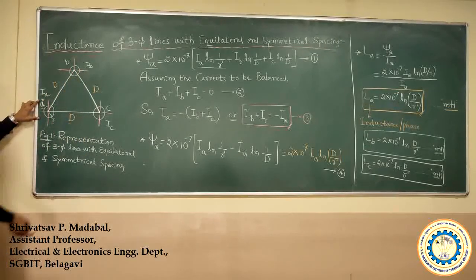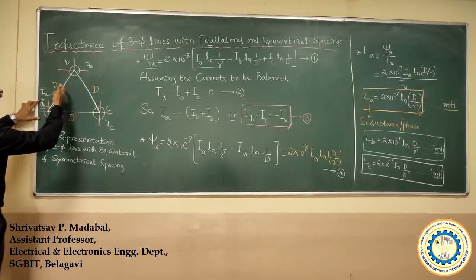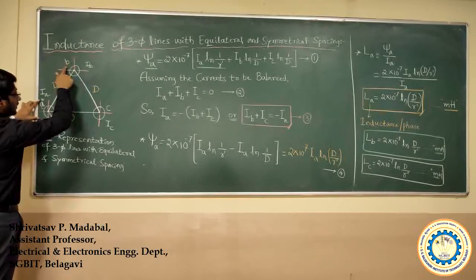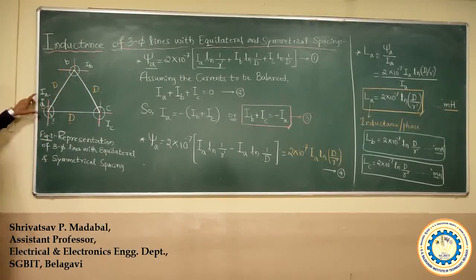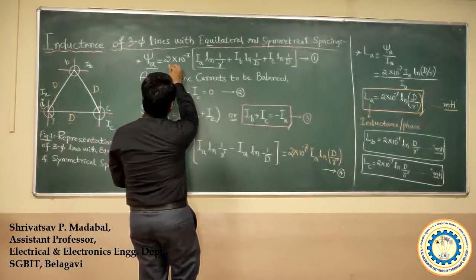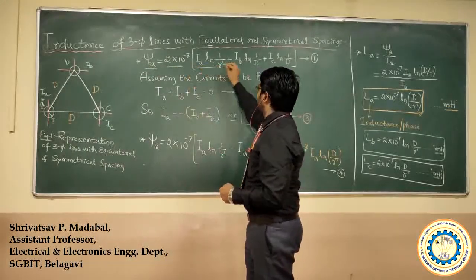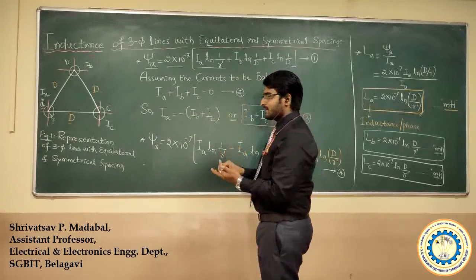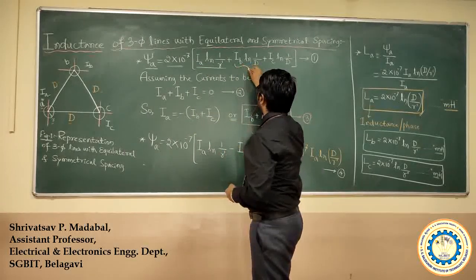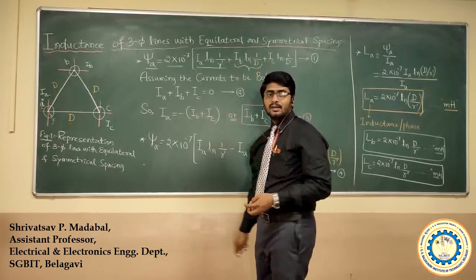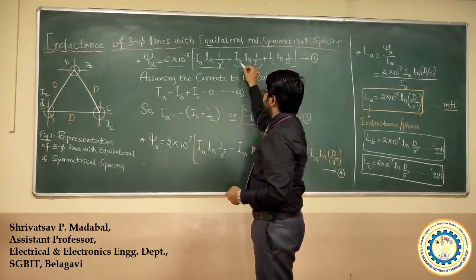The second term, that is the flux linking in conductor A because of the current in conductor B, can be written as 2 into 10 raised to minus 7. The current is IB. This remains constant. 2 into 10 raised to minus 7 into the second term, which is a very important term, that is IB ln of 1 by D. The only difference is the current.